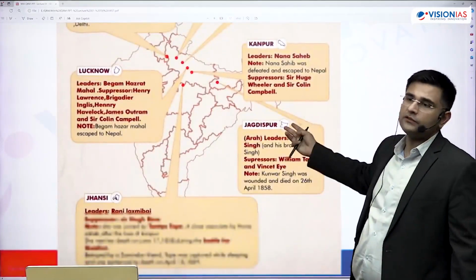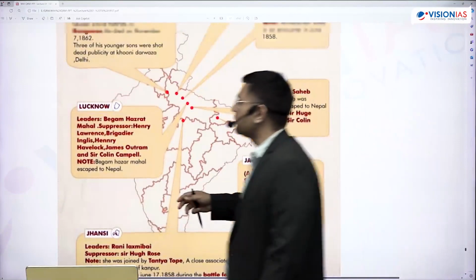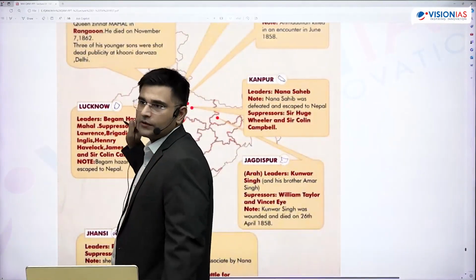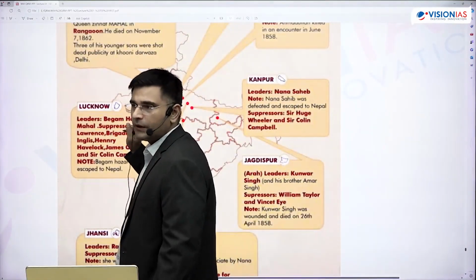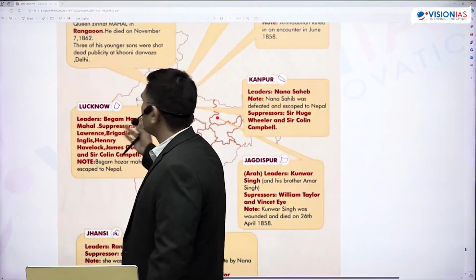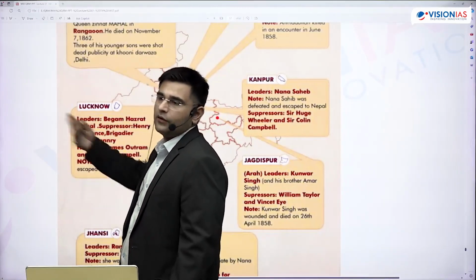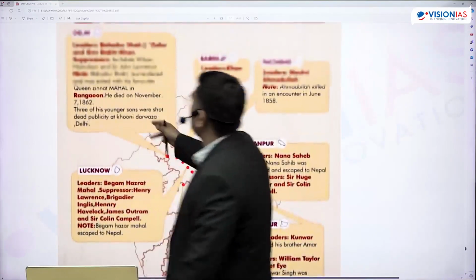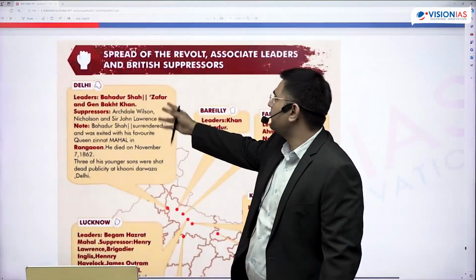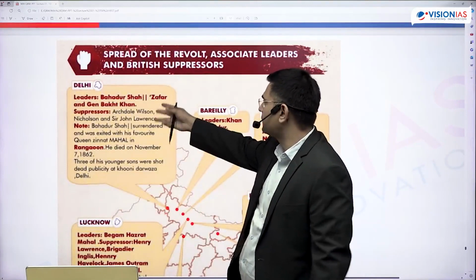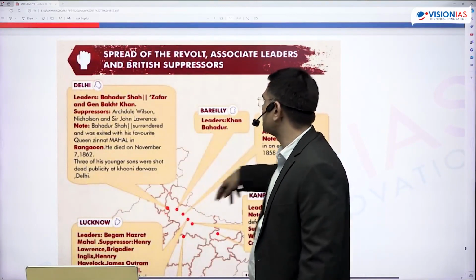Kunwar Singh of Jagdishpur was a zamindar. His lands were taken over because he could not pay the land revenue. He is from Bihar. So in Bihar, which permanent settlement is there? Bengal, Odisha, Bihar, right? Lucknow, Begum Hazrat Mahal, she is like the wife of the Nawab. Then you have Delhi. So you have Bahadur Shah Zafar. Obviously, he is 80 years of age. So therefore, General Bakht Khan was there.